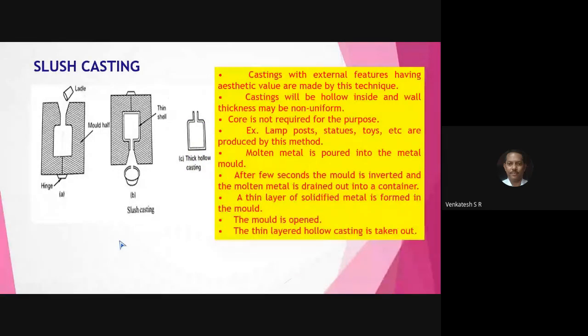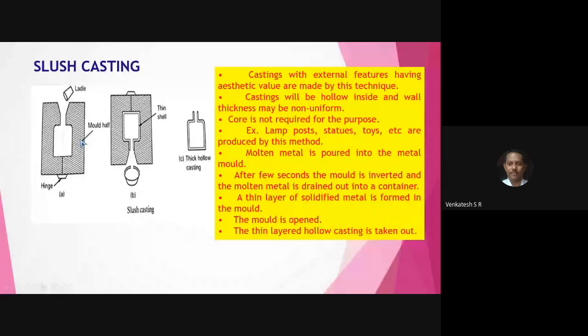Next, come to the point, slush casting. Slush means high pressure; slushing action takes place here. Write down slush casting. Say a container of this type of casting is produced by using slush casting. The components produced by slush casting are lamp posts, statues, and toys.